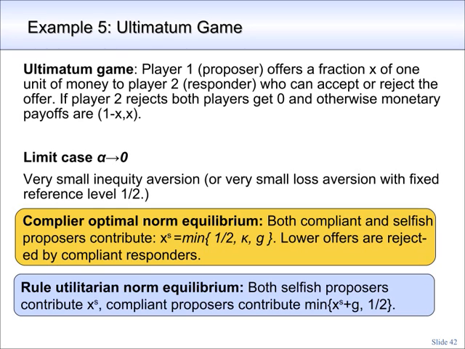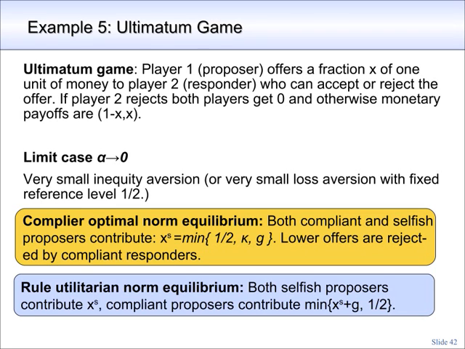The three limiting factors of the offers, 1/2, kappa, and g, have an intuitive explanation. The limit 1/2 comes simply from the fact that offers of 1/2 are welfare maximizing. The limit kappa comes from the fact that the selfish proposer can never be induced to offer more than kappa, otherwise it's always better for him to offer nothing. And finally, g is the highest offer that a compliant responder can be induced to reject.